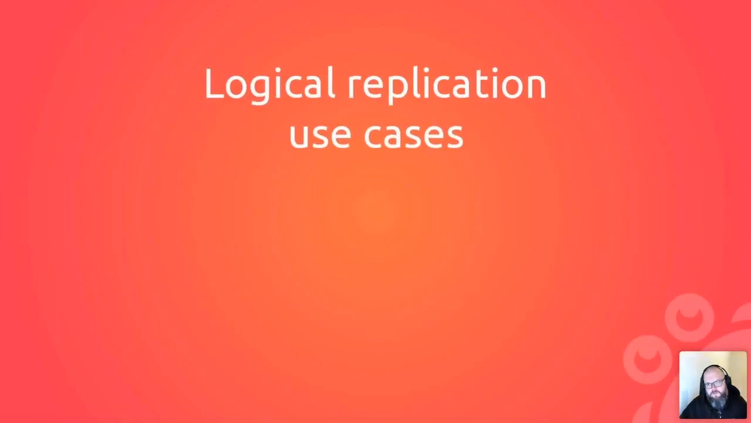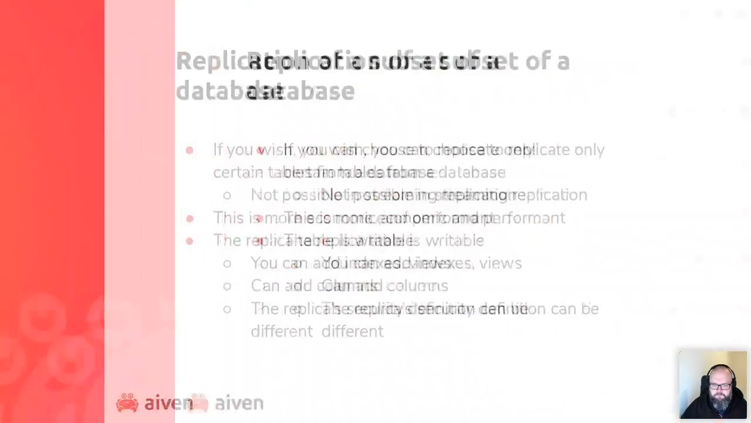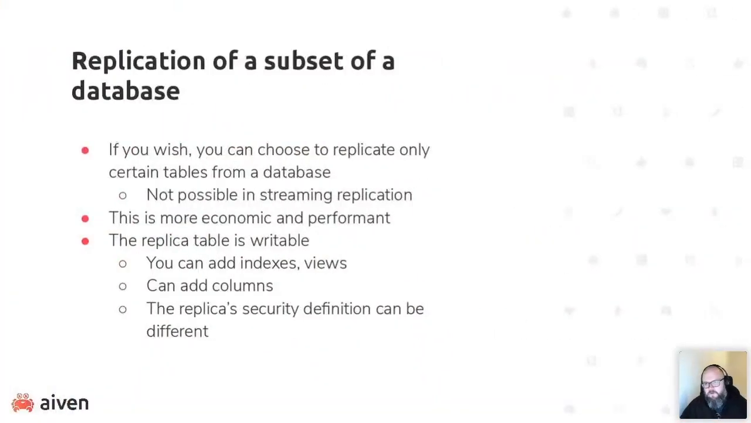So these differences open up some new possibilities. Let's have a look at some use cases that can be achieved with logical replication. First off, you can replicate a subset of a database, for example, just one or two tables. This will be more economic and performant than replicating all changes. Then, as the replica is writable and the destination's table schema can differ from the source's, you can add additional indexes and views. You can even have additional columns.